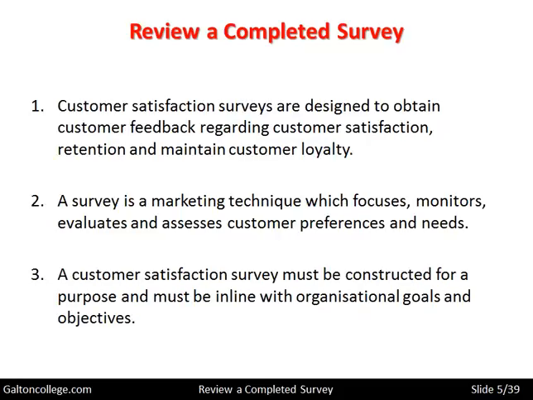A customer satisfaction survey must be constructed for a purpose and must be in line with organizational goals and objectives. There's no point in doing a customer satisfaction survey if there's no purpose. It's a waste of time and resources. So it must be targeted at something. It must be aimed at producing information that's useful to the business and which will help the business make more precise decisions that are more effective in achieving its organizational goals and objectives.